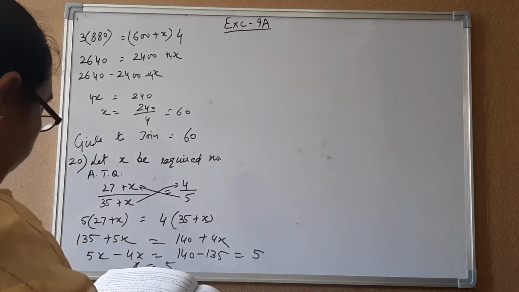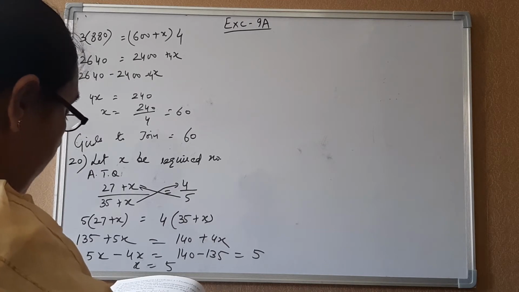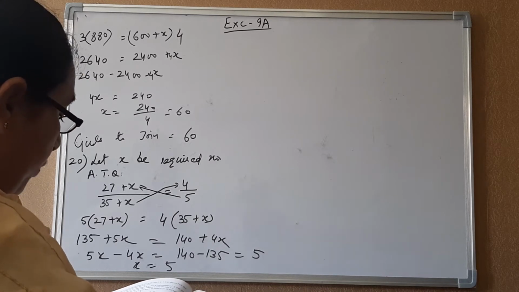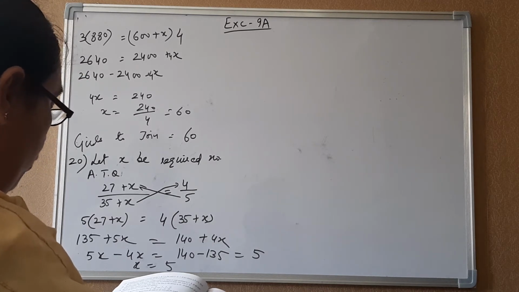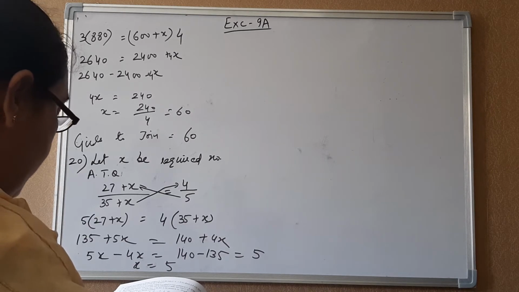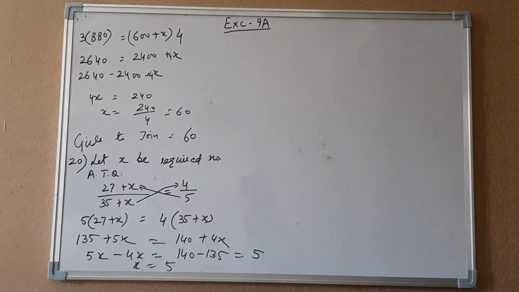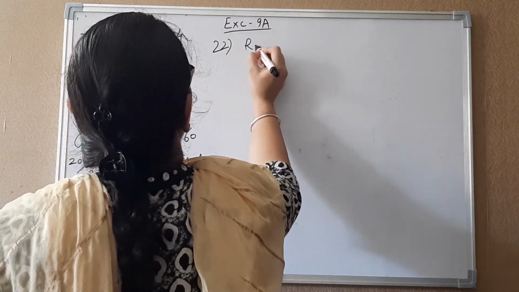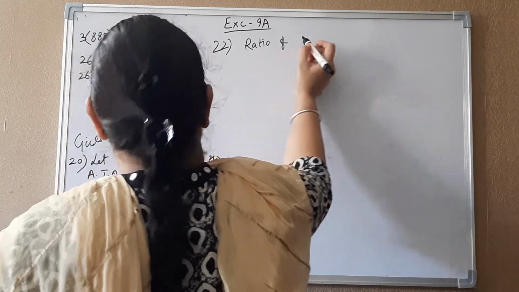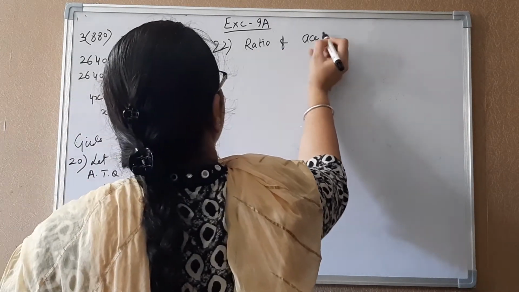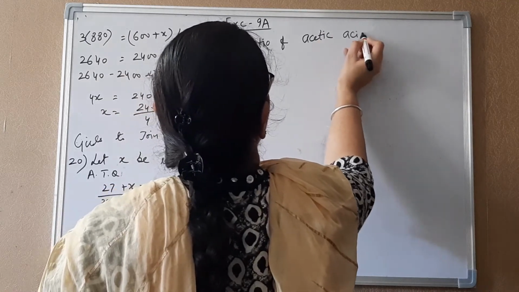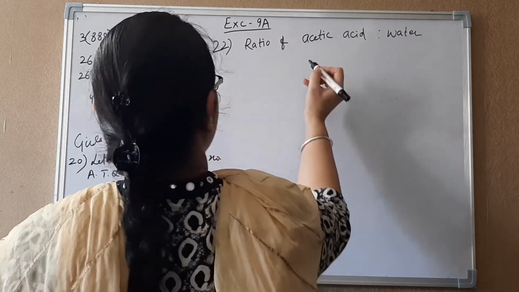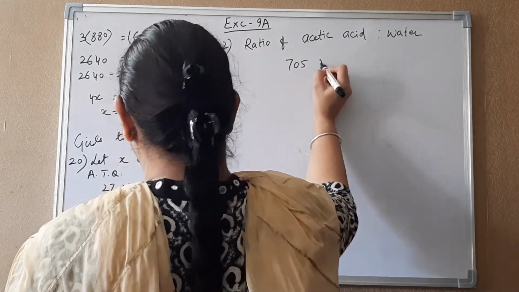a sample of vinegar was prepared by dissolving 705 milliliter of acetic acid in 4.7 liter of water. What is the ratio by volume of acetic acid to water? So the ratio they want, this is question number 22. They want the ratio of acetic acid to water. How much is acetic acid given? 705 milliliter.